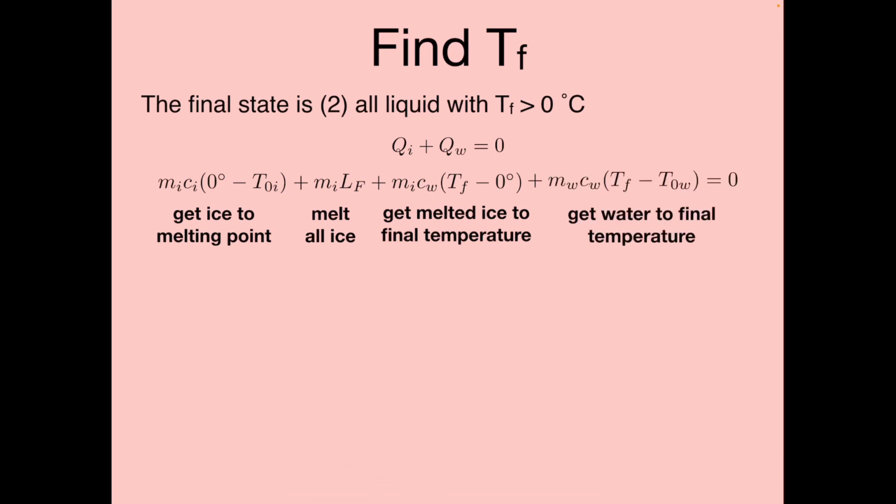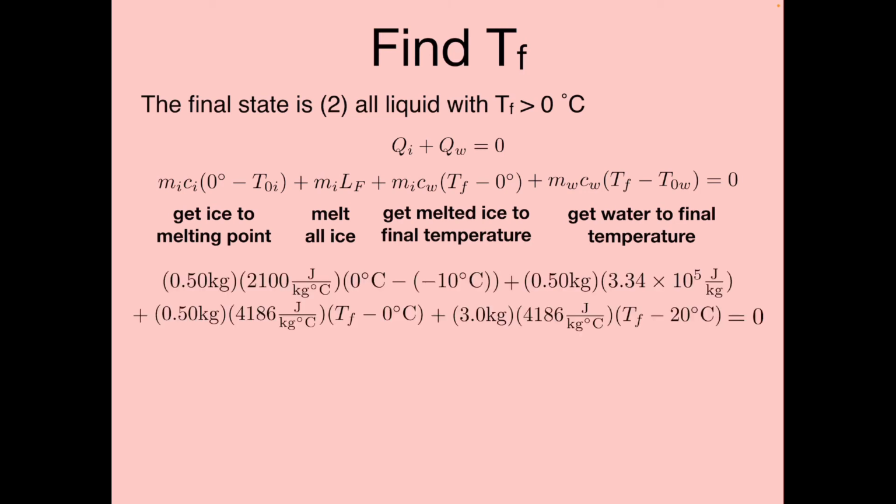For the water, we have the mass of the water times the specific heat of water times our T final, which we'll figure out, minus the initial temperature of the water. This is QW. This gets our water from the initial temperature to the final temperature. And when we add all of that together, we get 0.